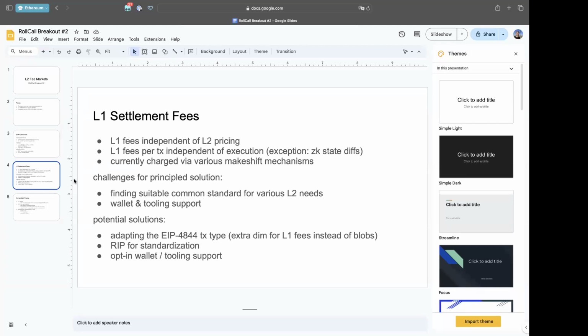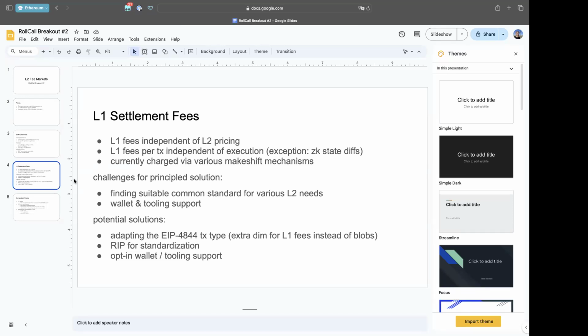And with the annoying exception of ZK rollups that actually commit to state diffs, you can already predict the exact kind of settlement cost, or at least something proportional to other transactions, by looking at a transaction without even executing it, which is nice.